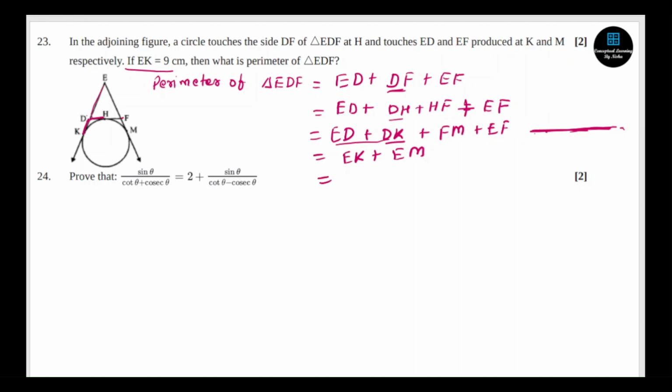So EK is given 9. So what I can say, 9 plus 9 which is 18. So 18 centimeter is the perimeter of this triangle. Very interesting, right? I hope you understand this.